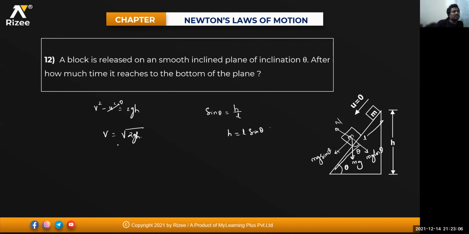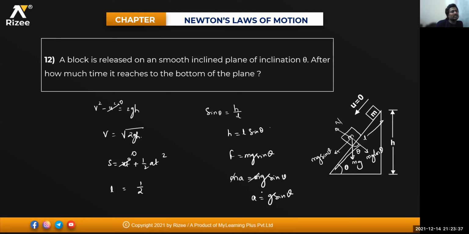Now what is asked is time, not the velocity. So I can use the relation S is equal to ut plus half into a into t squared. Initial velocity 0, distance traveled is nothing but L. So L is equal to half into acceleration. What is the acceleration, beta? Force is equal to mg into sin theta. So force is m into a, that is equal to m into g into sin theta. This m gets cancelled. So a is equal to g into sin theta.